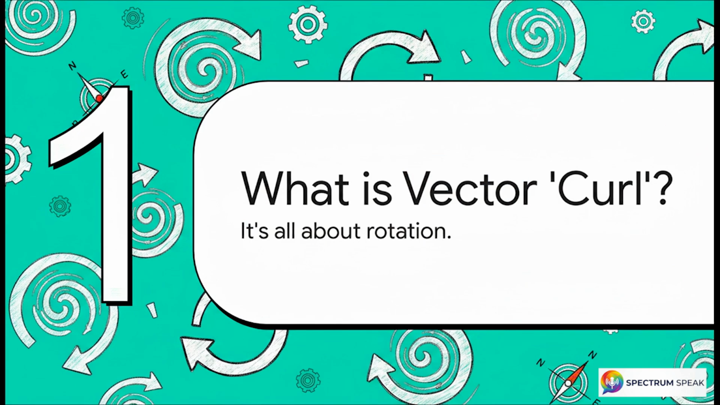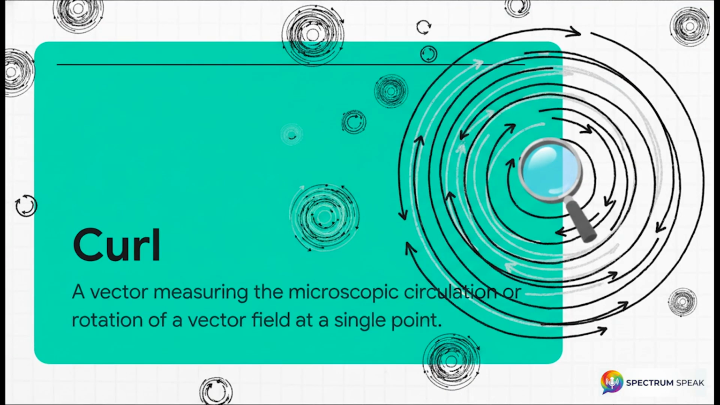When you boil it all down, the idea of curl is actually incredibly simple. It's all about rotation. Now, the textbook definition will tell you that curl is a vector that measures the microscopic circulation of a field at a single point. So, what does that really mean? It's basically a measure of how much the field wants to swirl or spin right at that one specific spot.